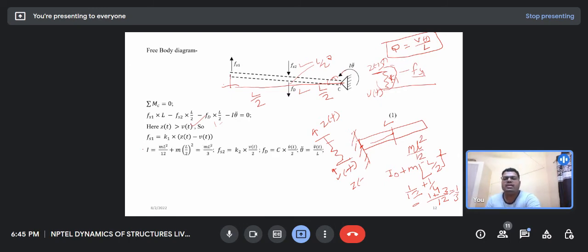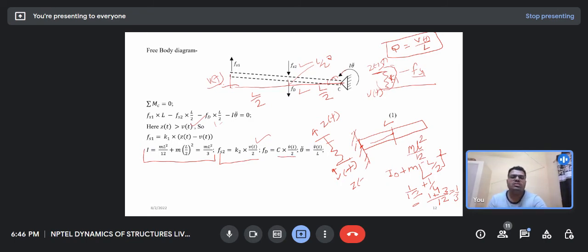And as we have calculated, the inertia is ml square by 3, and Fs2 is K2 into Vt by 2, because the displacement at the end of the beam is Vt, so directly it is a linear relation. So that will be Vt by 2. So Fs2 is K2 into Vt by 2, and Ft is C into Vt dot by 2.